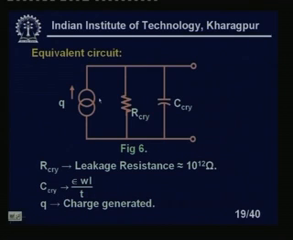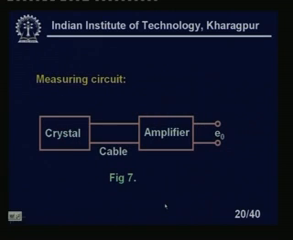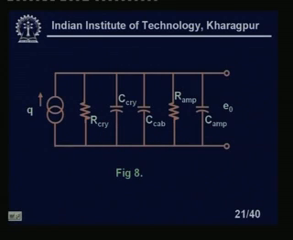So, Q is the charge generated, R_crystal is the leakage resistance which is around 1000 gig ohm, and C_crystal is the equivalent capacitance of the crystal, equal to epsilon WL divided by T. In the measuring circuit we have a crystal, we have a cable, some wire to be connected, and it is connected to the amplifier, so that I will get the output E naught. Now, this is the complete circuit of a piezoelectric crystal, which you can think of as a charge generator, along with an amplifier.